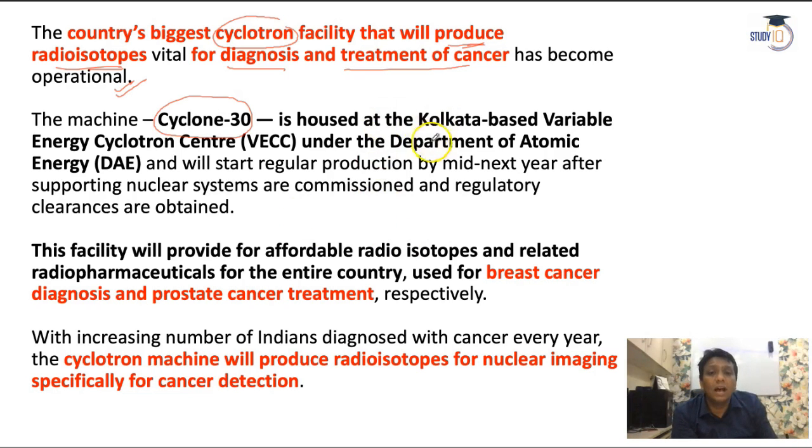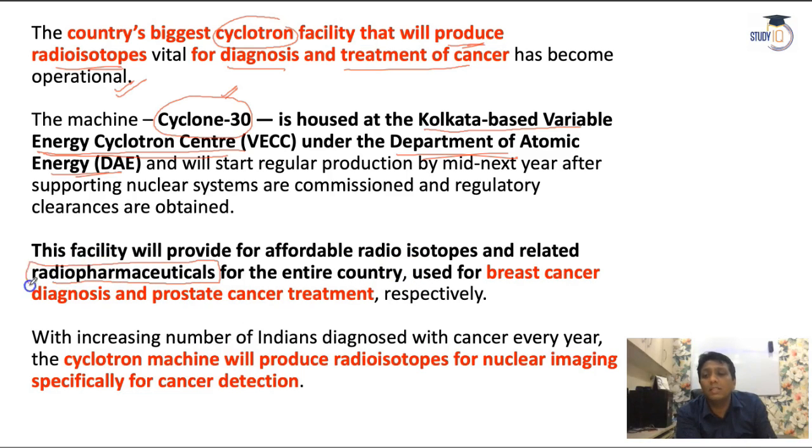Cyclone 30 is housed at the Kolkata-based Variable Energy Cyclotron Centre, which works under the Department of Atomic Energy. So the Cyclone 30 machine works at the Variable Energy Cyclotron Centre, Kolkata, under the Department of Atomic Energy, guys. What is the importance of this?